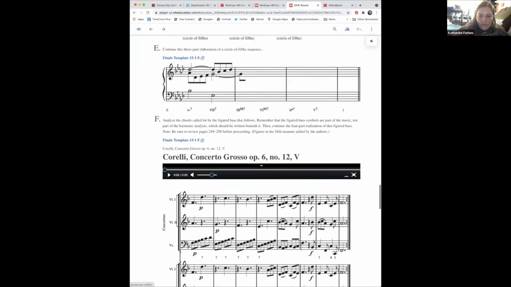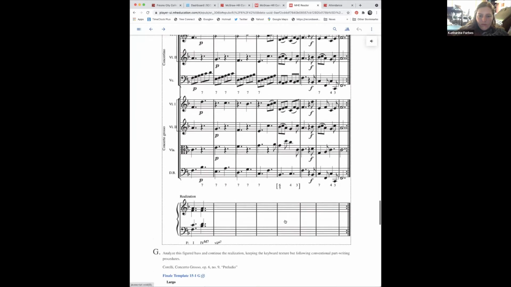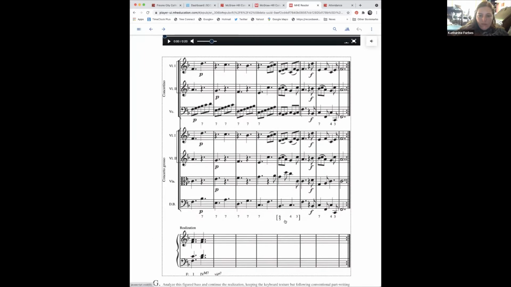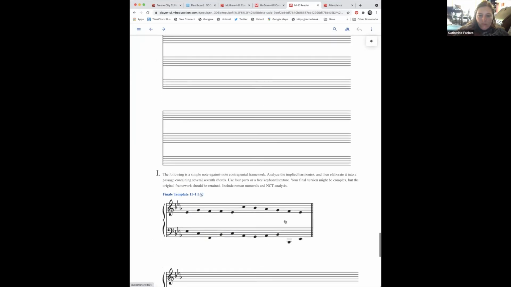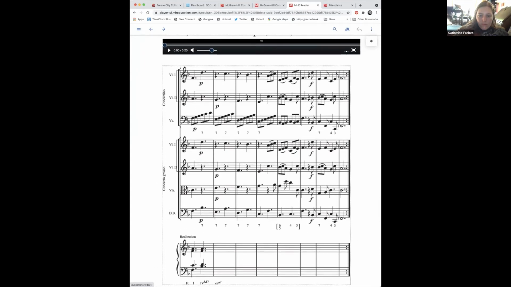We were on this Corelli Concerto Grosso, and we were learning what a Concerto Grosso is. What is a Concerto Grosso? Instead of having a single soloist with the orchestra, you have a small group. Yeah. So we have two groups, the Concerto Grosso and the Concertino. And we wrote all these Roman numerals out last time.